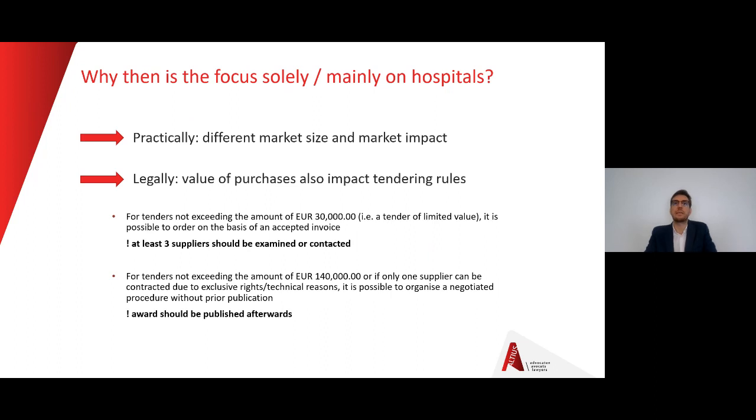For tenders not exceeding the amount of 140,000 euros, or if only one supplier can be contracted due to, for instance, exclusive rights such as patent rights, or for technical reasons, it's possible to organize a negotiated procedure without prior publication, in which case, of course, the award should be published afterwards. This rule, of course, also applies to hospitals, but the value will often be increasingly higher for hospitals.